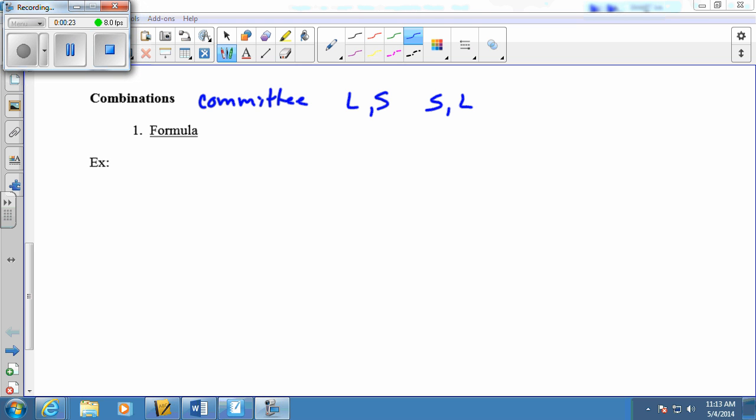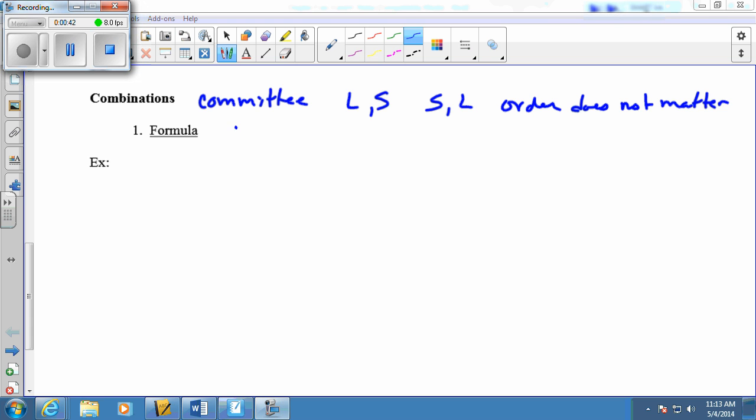So I only have one committee that can be made up of Leticia and Shanna if I only have two people. So in this case, order does not matter. Saying one person's name first does not make them more important than the second person. So this has a formula.